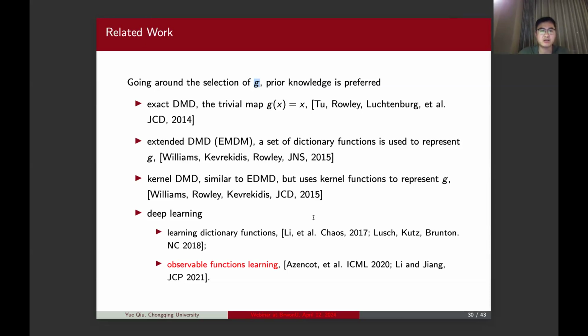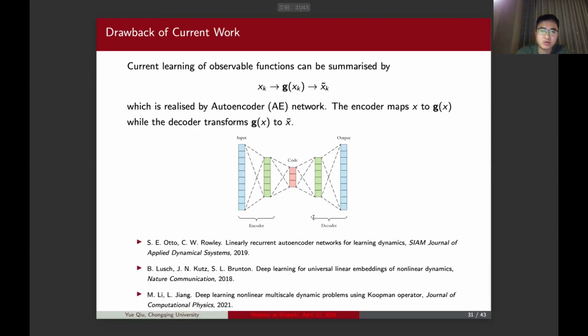Since deep learning has become more and more popular, there are also many related works on deep learning for the Koopman operator, for the learning of the function g. So to summarize, the drawback of the current work is that for Koopman operator learning, we would like to go from the original system states to the transferred system states through the G function.